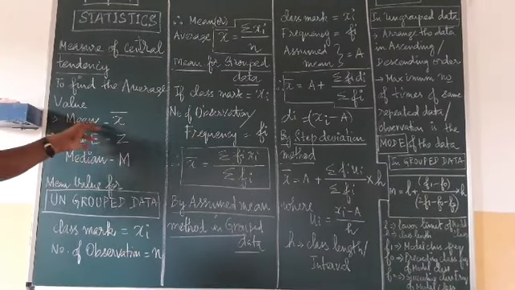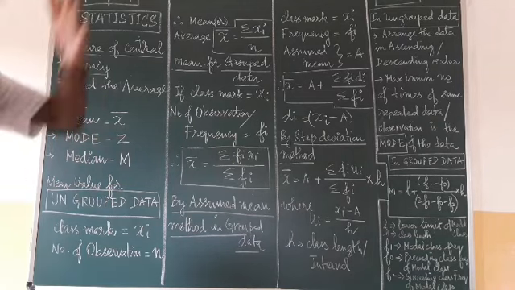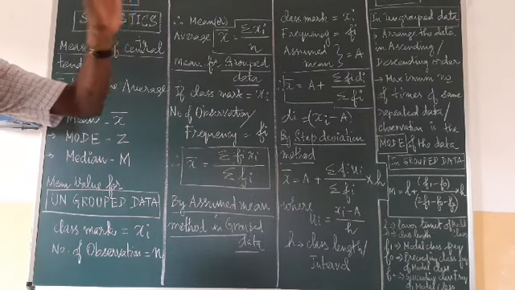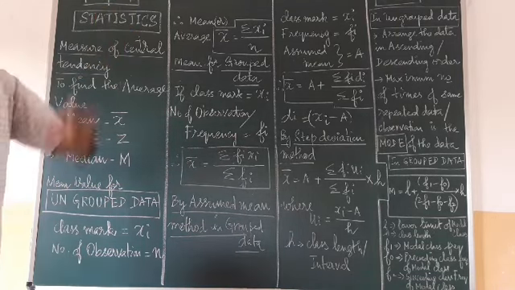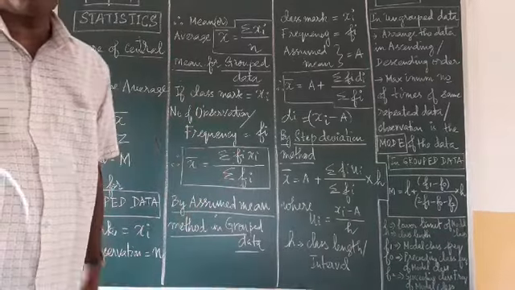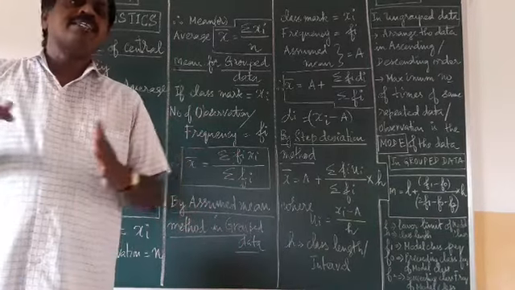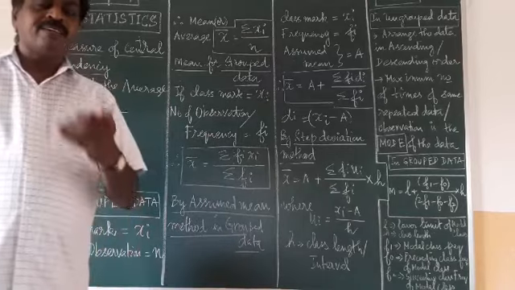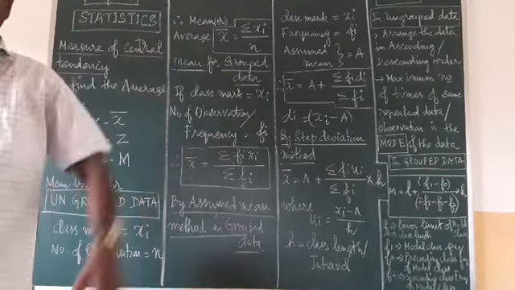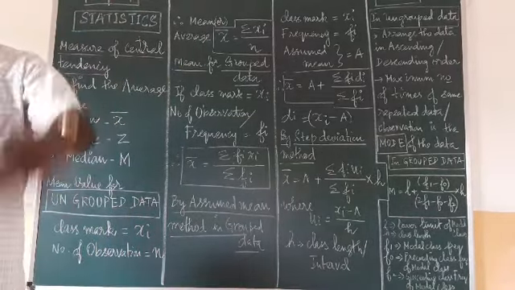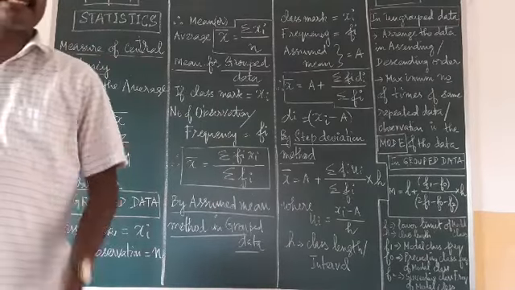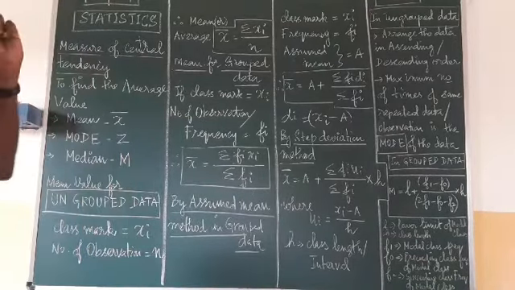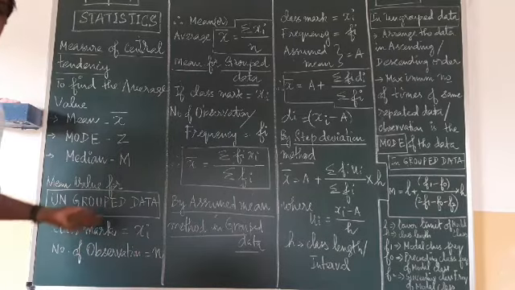Mean means what? We know it is an average value among all the data. If you are telling about your class performance, they will not say about each and every individual. They will say only the average performance. It is 70%, 80%. That means you can understand this class is performing well. Like that. Mean for ungrouped data.